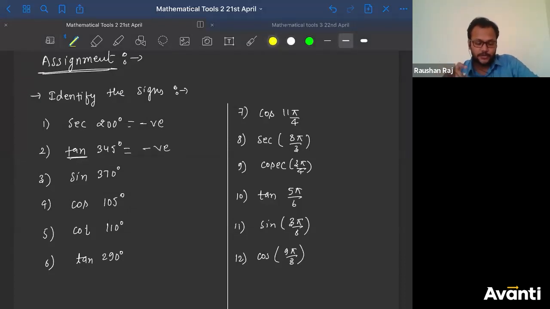Chalo, next question, third one. Sine 370 degrees. In which quadrant this angle will lie? Let me ask somebody. Please raise your hand who wants to answer this. The quadrant in which 370 degree will lie.